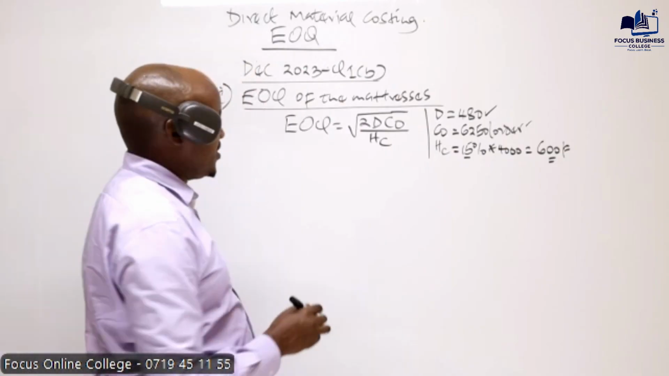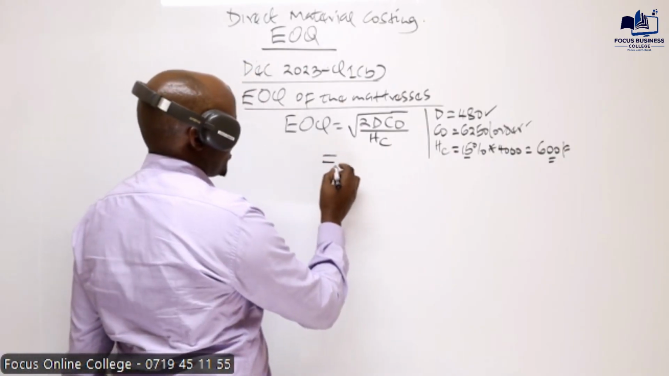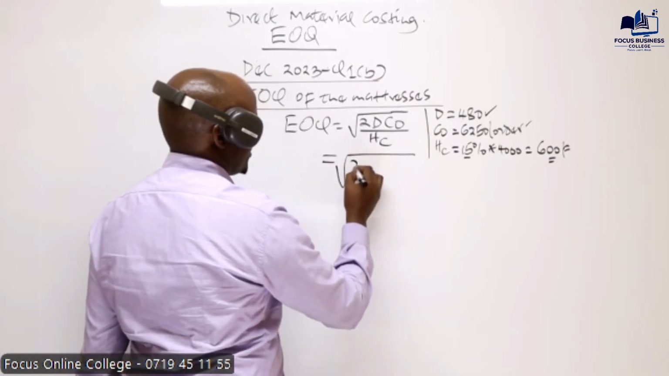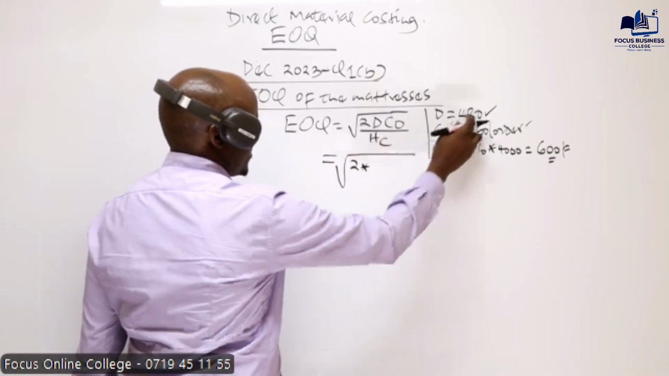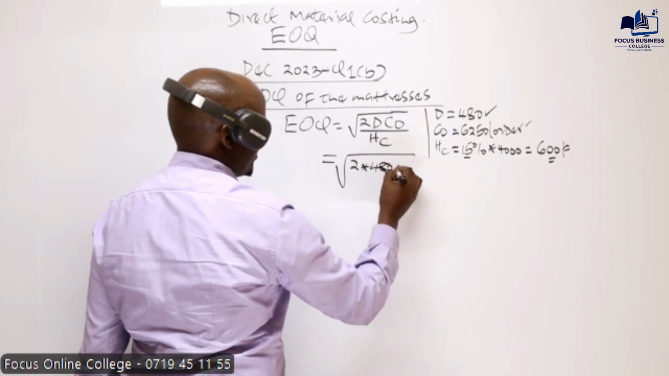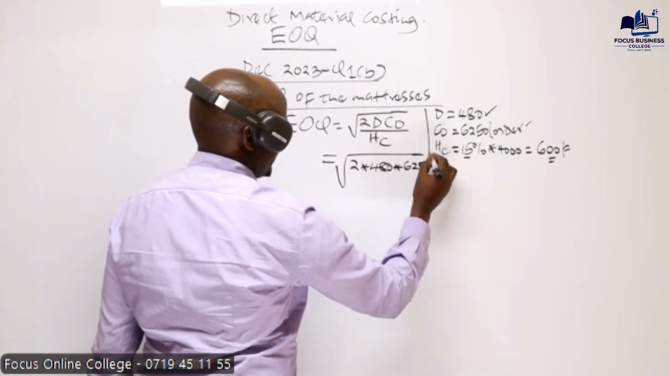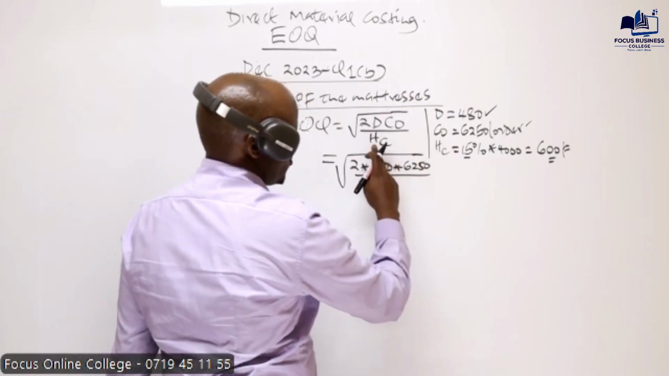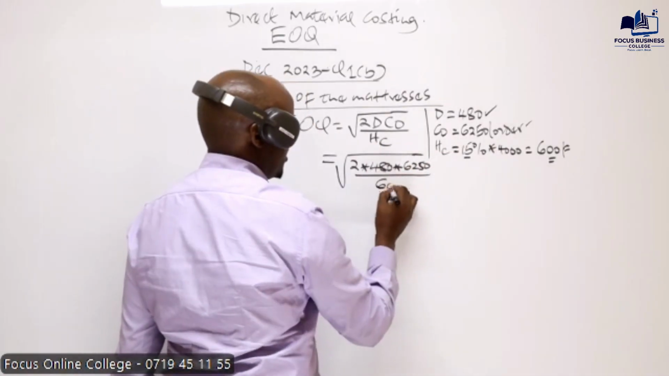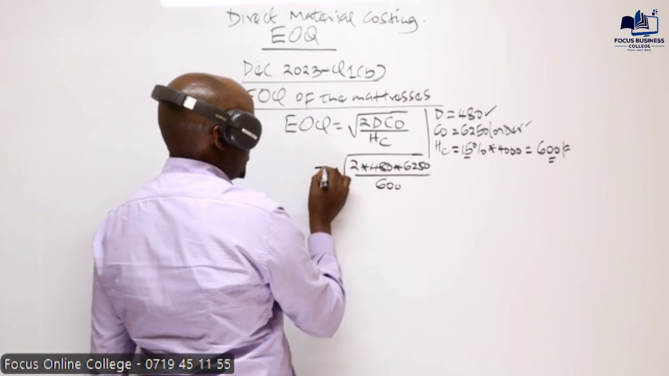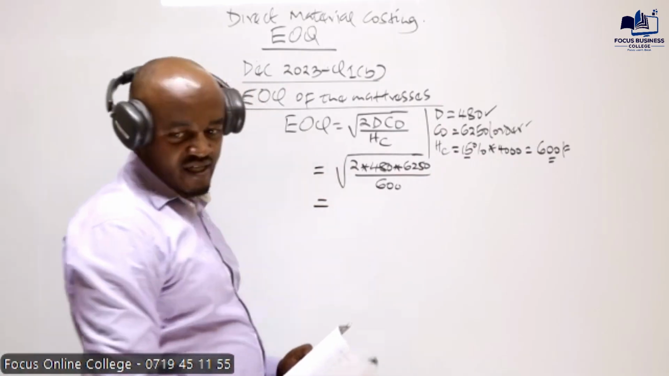Yes. So in our case, we can move on and compute the economic order quantity. By taking 2 times the annual demand, which is 480, times the ordering cost, which is 62.50, divided by the holding cost, which is 600. So let's get the final answer here.